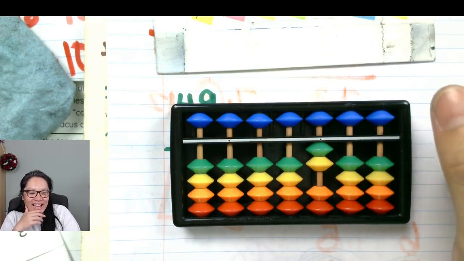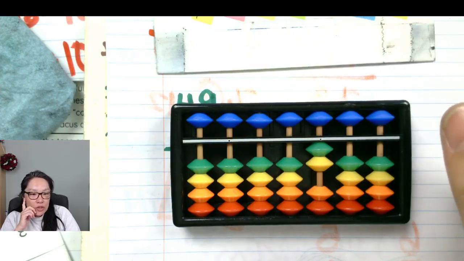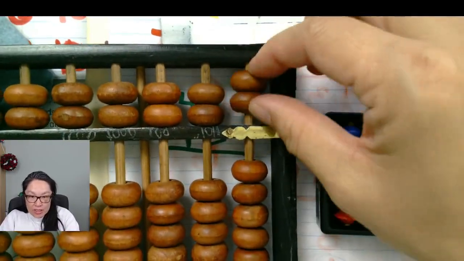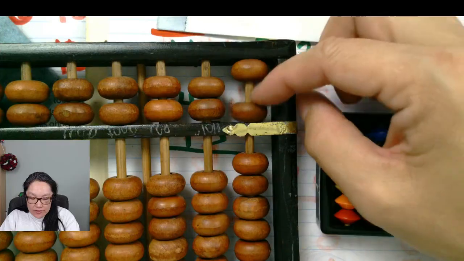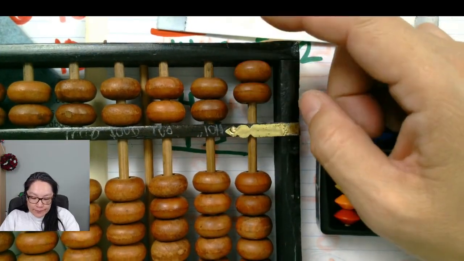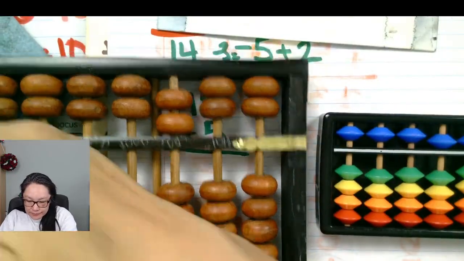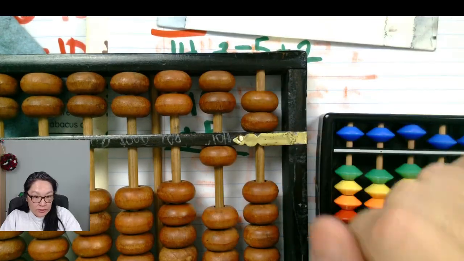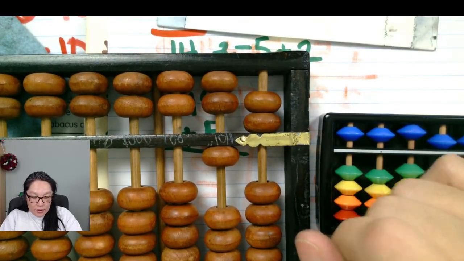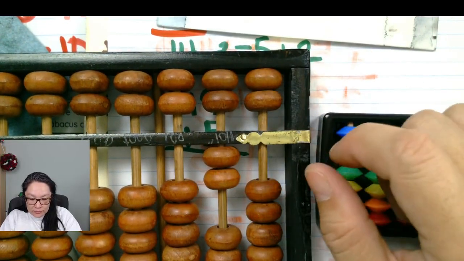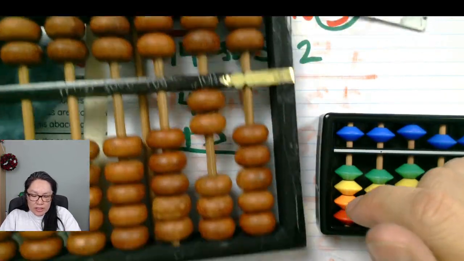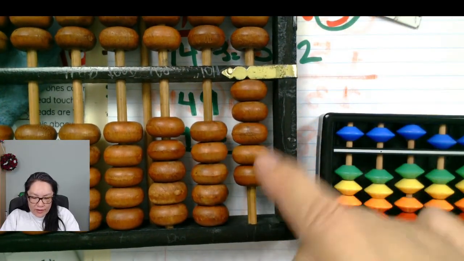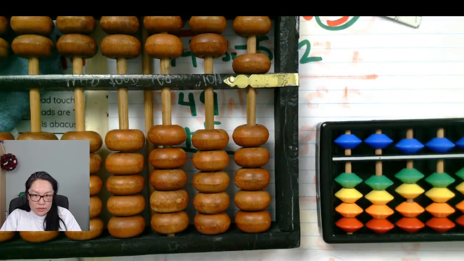So the two beads on the top equals 10. Yes, you're absolutely right, Enrique. The two beads at the top are always going to be 5 plus 5, so this is 10. So if I did this, that's 20, because this is 10 and then this is 20. So it's all just trading. If I did this, this is 5. 1, 2, 3, 4, 5. And then we would trade that into this. That's what we would do.